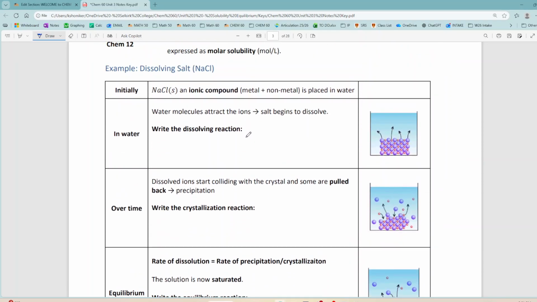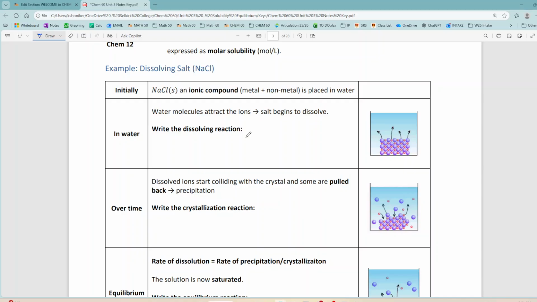So an example of this would be dissolving salt. So sodium chloride is an ionic compound, right? We talked about that in the first lesson. It's a metal and a non-metal. And when you place it in water, we looked at that video and saw that the water molecules are going to attract the ions so that the salts are going to begin to dissolve, right?